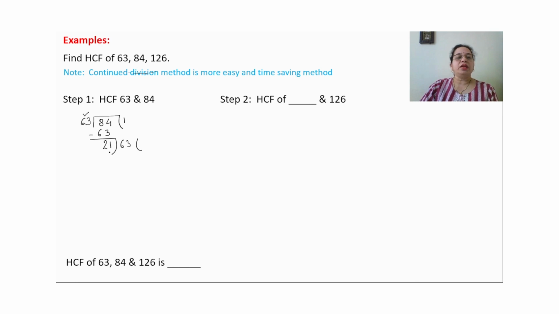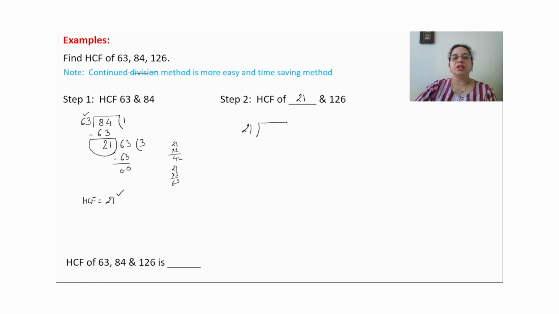So now recite table of 21. If you don't know, you can make your table in rough column. So 21 2s are 42. So you can take 21 3s, that is 63. So 21 3s are 63. Your remainder is 0. So last divisor is 21. So for these two numbers 63 and 84, your HCF is 21. Now second part, we will take HCF of the earlier HCF and 126. So out of these two numbers, again your 21 is the smaller number.